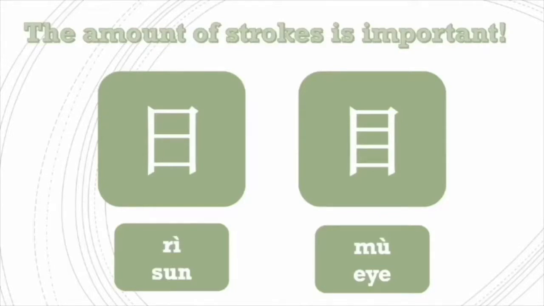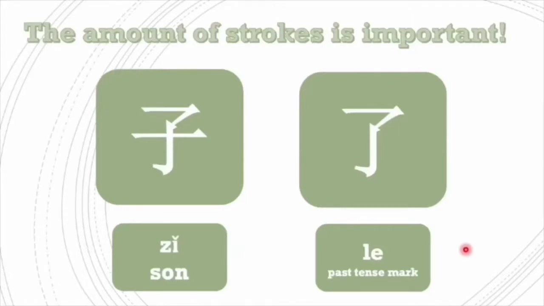For example, like this. The first character here, it means sun. And the second one, it means I. One more stroke can make a big difference. Here's another example. You can see only one stroke here can create a character with a totally different meaning.